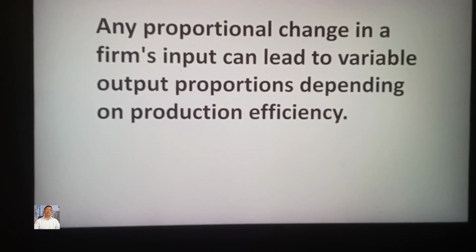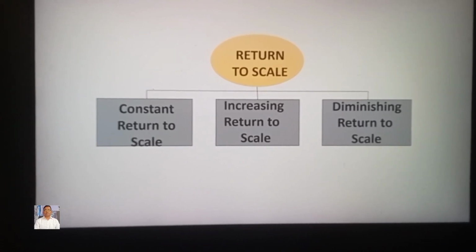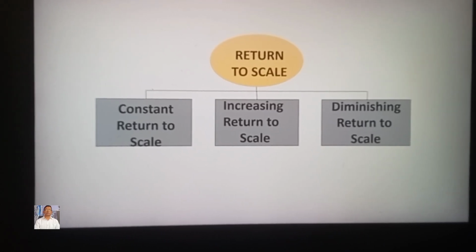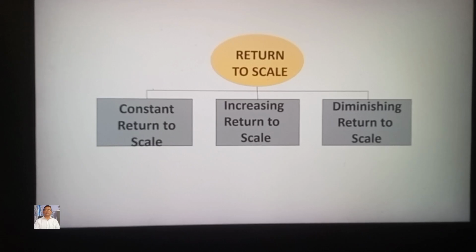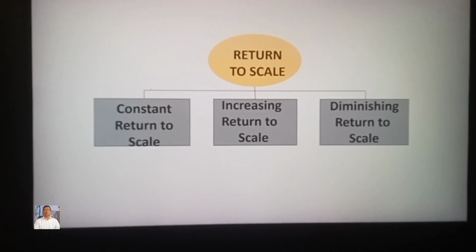Three types of return to scale. When factor inputs are used proportionately, that is, increasing the production scale, output may increase at the same rate as inputs, increase more proportionately, or increase less than proportionately. The law of returns to scale explains this.